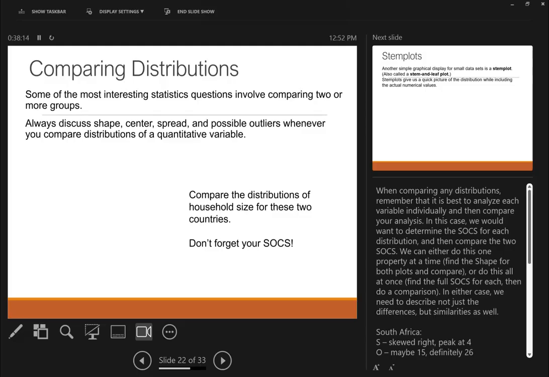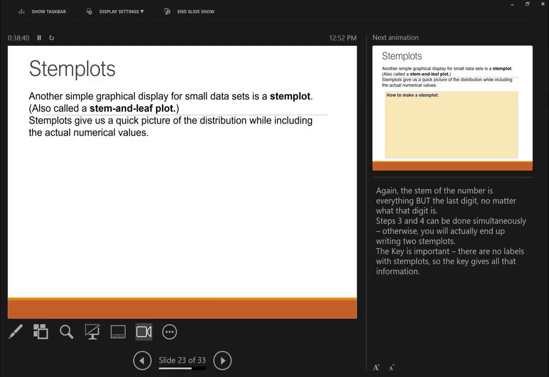So if I want to compare two distributions, oftentimes the comparison that we make would be using shape, outlier, center, spread. So you say, oh, this one distribution is symmetric and the other is skewed left. One distribution has a center of 5 and the other center looks like it's 10. You know, something like that.